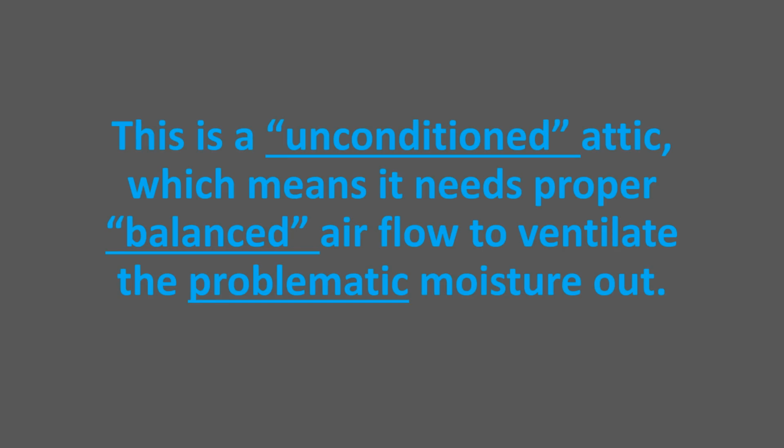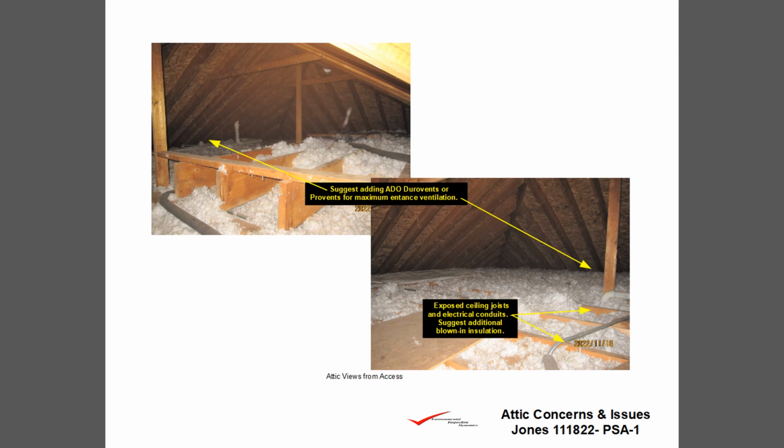All right, this is an unconditioned attic, which means it needs proper balanced airflow to ventilate the problematic moisture out. So let's take a look. I'm going to pull my pointer up here because I want to explain a few things. As you can see, this is a very volumetric type attic. So in other words, as heat moves up through this area and takes moisture with it, it can diffuse it out through hopefully the proper ventilation at the roof. Whereas something that's a little tighter and smaller in capacity doesn't do that as well. We'll get more into this, so let's keep it moving.